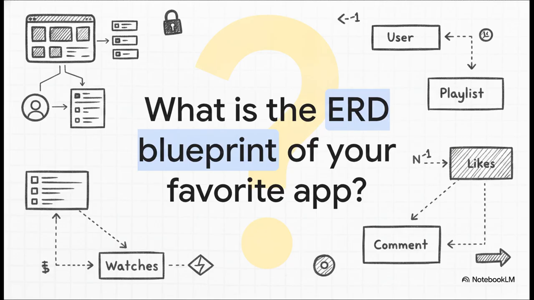So, I want to leave you with a final thought to ponder today. Next time you open your phone, take a step back and look at your favorite streaming service or social media app. If you were the data architect tasked with mapping it out, what would its entity relationship diagram look like? What are the mandatory rules? What are the composite attributes that are holding your specific profile together? If you look closely enough, you'll actually start seeing these invisible blueprints everywhere.